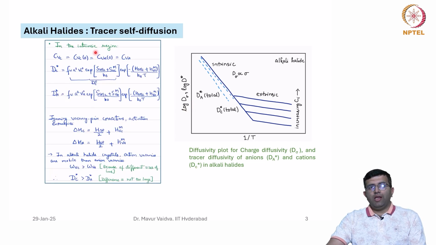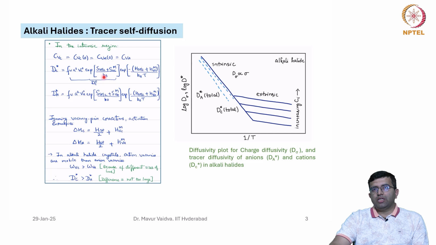When we are in the intrinsic region, the concentration of the cation vacancy is equal to C_Vc 0, and similarly this is also equal to C_Va 0, which is equal to C_Va. So, essentially the cation and anion concentrations are equal, and therefore one can write D_C star is equal to Fv a square nu C naught exponential. Here we are combining these two terms.